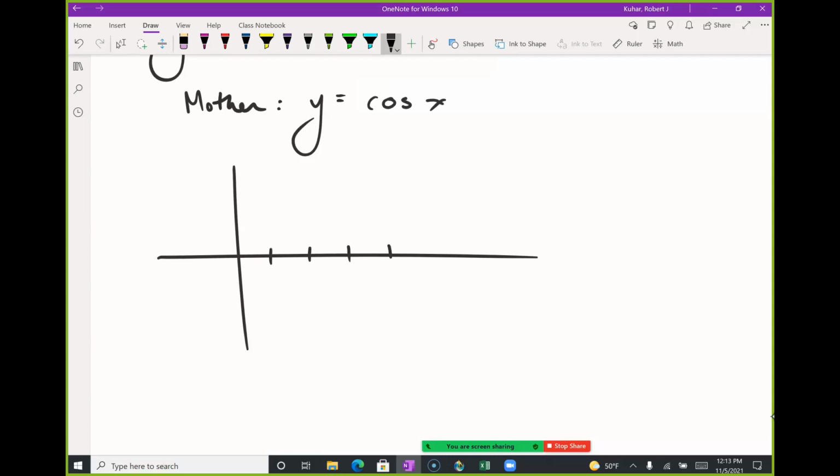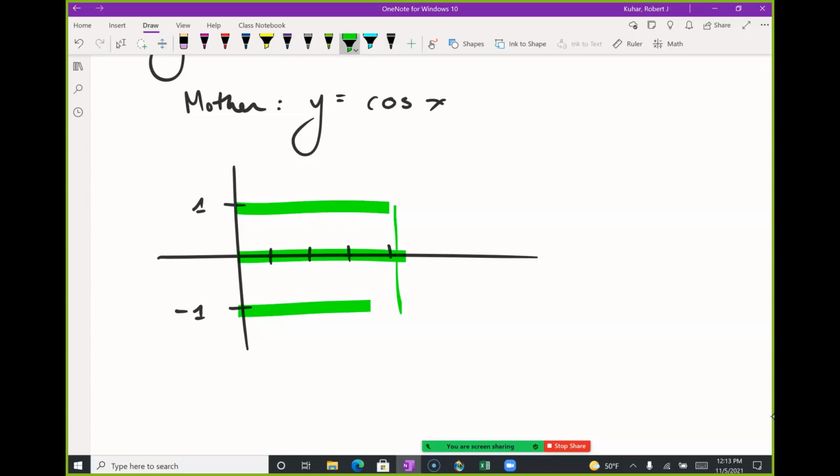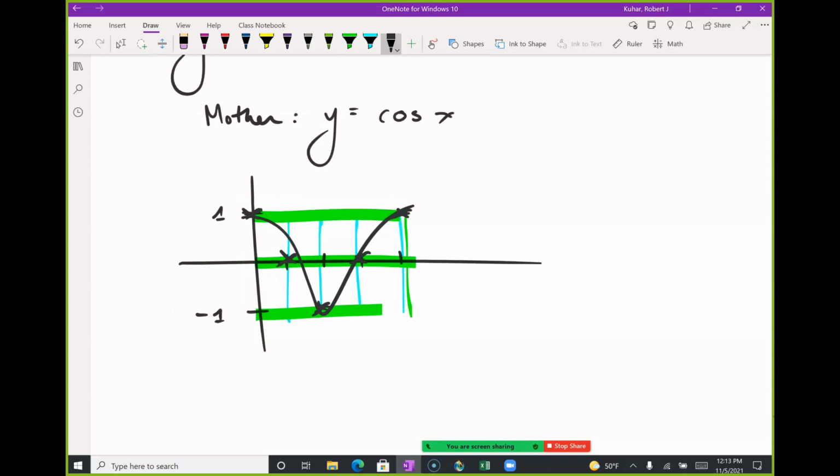I need my quarter steps. I need my max of 1, my min of -1. I'm really looking at this rectangle, right? With my amplitude up, my amplitude down, or a diameter, the midline, and then of course my quarter steps. And I know cosine starts at 1, goes down to 0, down to -1, back to 0, back to 1. And there's the graph of my mother function.